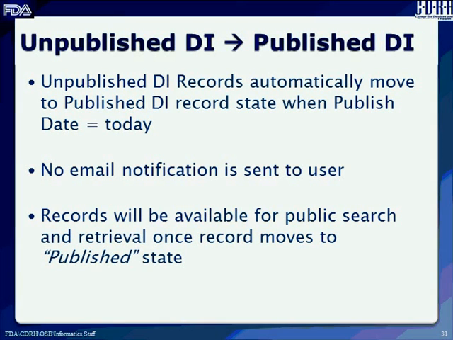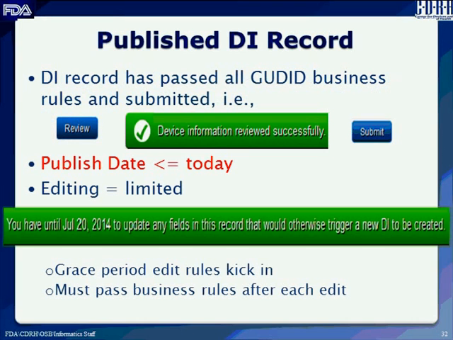So let's talk about the published DI record then. A published DI record is a record that has passed all GUDID business rules. So it has passed. You've hit the review button, and you've gotten this green bar telling you device information has been reviewed successfully. Following that, you have hit the submit button, and the published date is in the past, or it's today, and the record then is a published record. Now, a published record, if you recall, we talked about grace period, we talked about new DI trigger attributes, all of those things come into play.